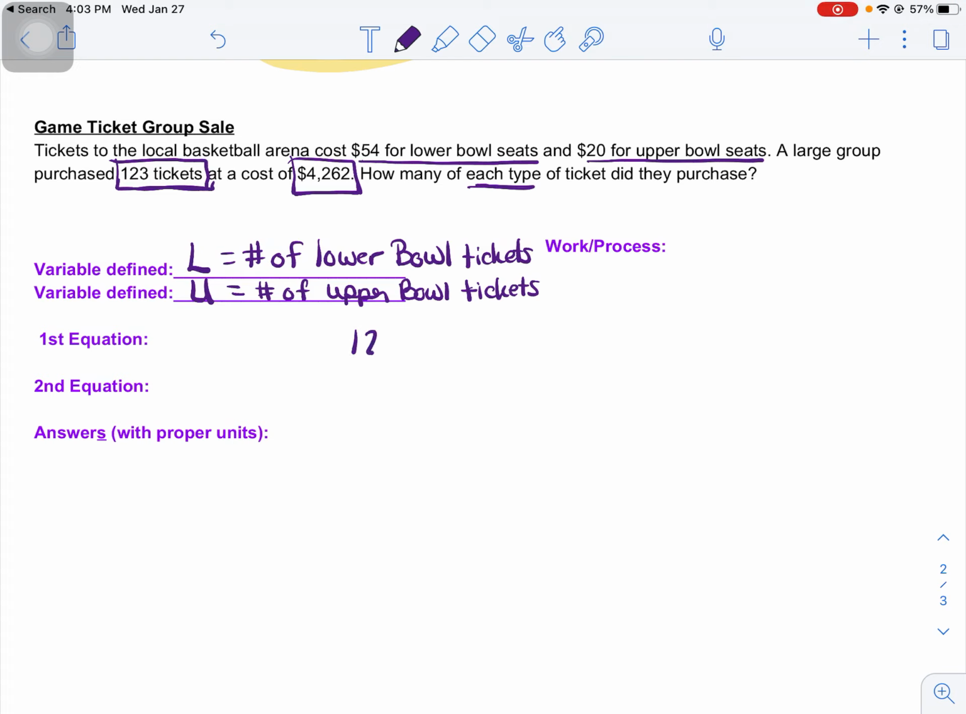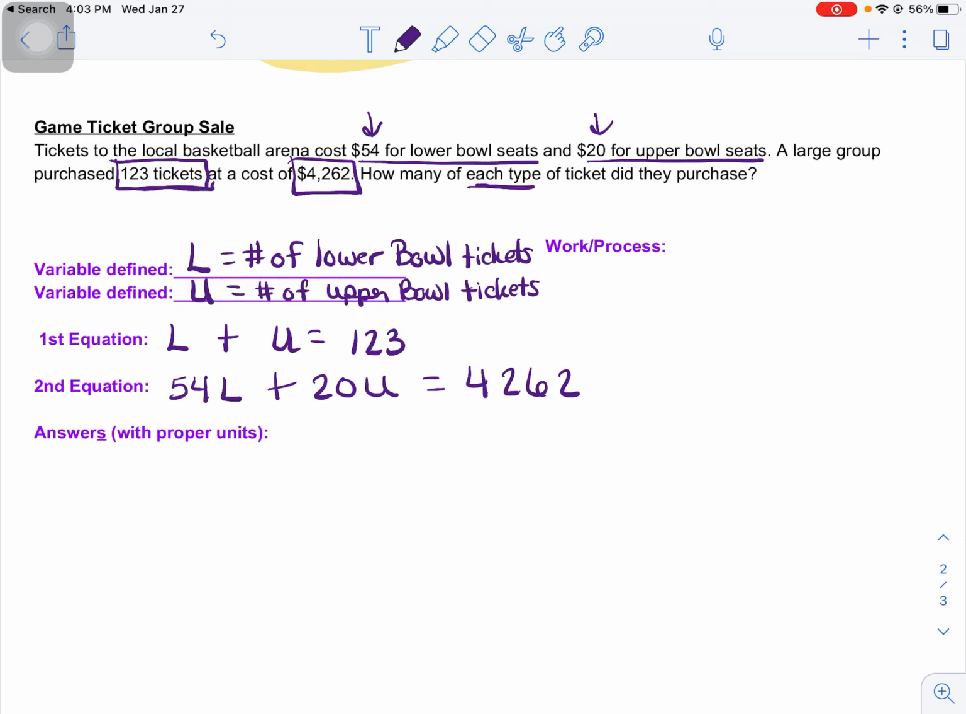Well, we have a total of 123 tickets, and that's made up of some lower level ones and some upper level ones. Now, we have to think about the money. Well, we know that each lower bowl ticket was $54, so 54 for every lower, plus 20 for every upper, and they had paid $4,262. So there's our two equations.